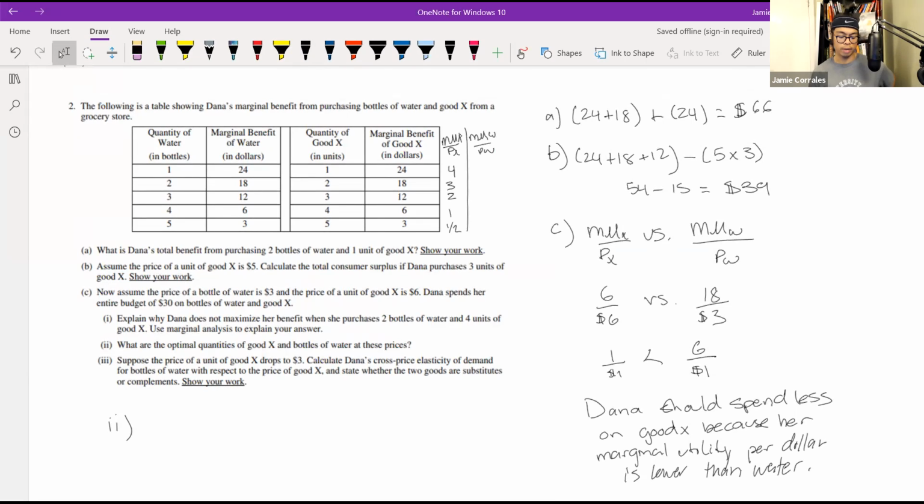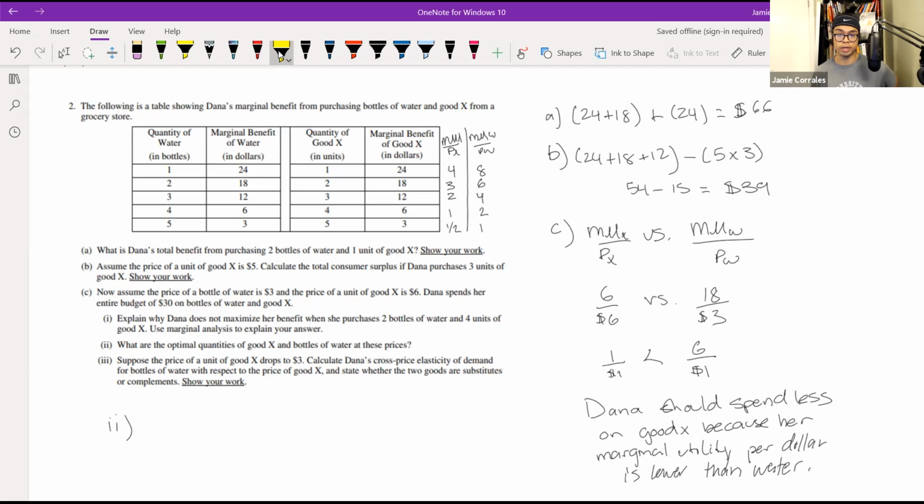So 24 divided by 3, that's going to be 8, 6, 12 divided by 3 is 4. This is 2, 1. Okay, so what is the optimal combination? So if I'm Dana, I have $30. What should I spend my first $3 on?